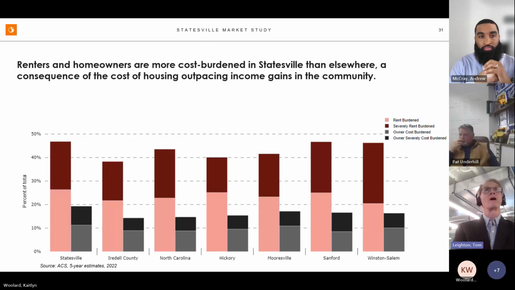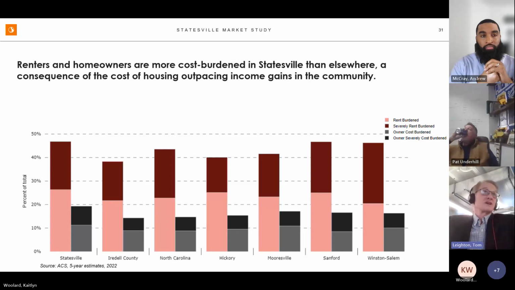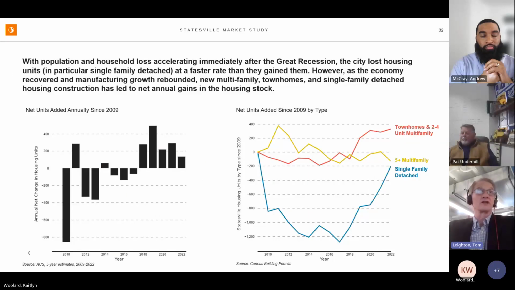Now, the darker part of each of those bars is households that are paying more than 50% of their household income on their housing costs. So those are considered severely housing cost burdened. And you can see that Statesville has a higher proportion. I mean, housing challenges are common everywhere right now, but Statesville has a higher proportion of cost burden than any of these comparison regions. Next slide, please. So housing is clearly a need, and particularly workforce housing is a high need in the area.